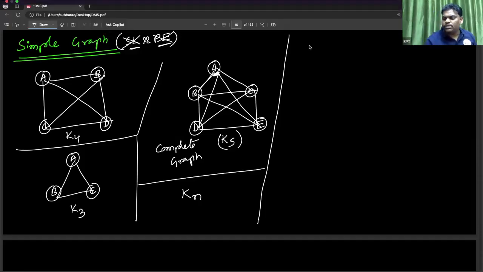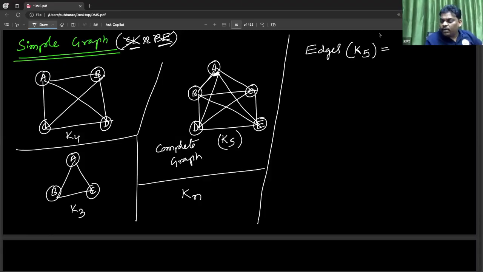Can you see this one? Number of edges. Everyone observe. The number of edges present in K5 is equal to, very interesting. How many people will give the answer to me? K5 means how many vertices?